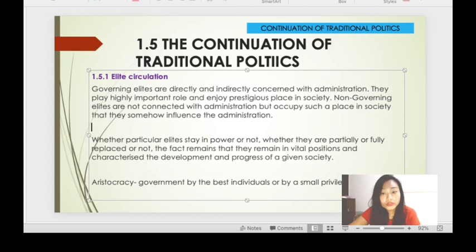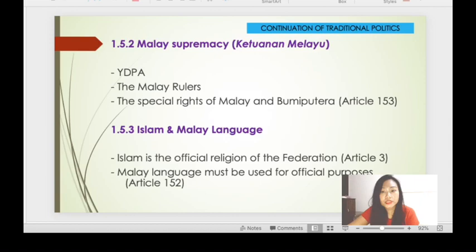And then the next one, Malay supremacy, Ketuanan Melayu, such as the Yang di-Pertuan Agong, the Malay rulers, the special rights of Malay and Bumiputra based on Article 153 remain untouched as well. And then point 1.5, point 3, Islam and Malay language. Islam is the official religion of the Federation based on Article 3 and Article 152, which talks about Malay language, also remain for official purposes.